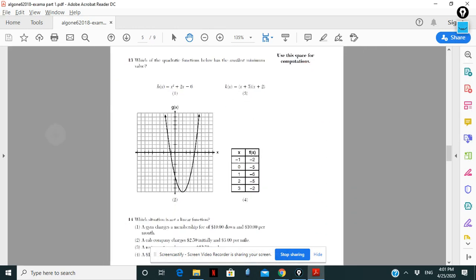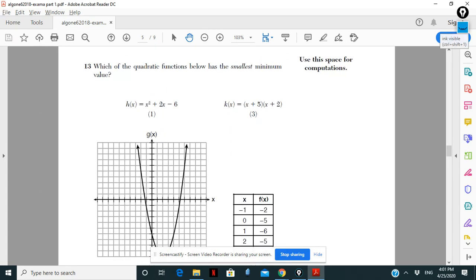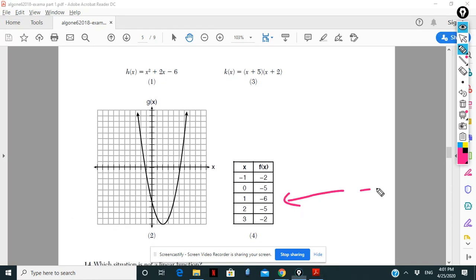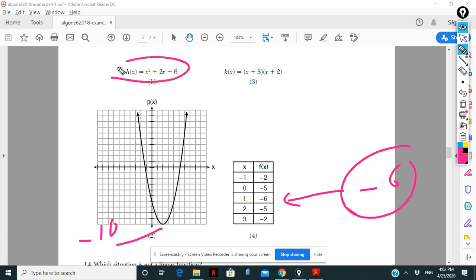Question number 13. Which quadratic equation has the smallest minimum? Okay. So here the minimum is negative 6 value. Okay. Here the minimum is 2, 1, 2. So 2, 1, 2, 3, 4, 5, 6, 7, 8, 9, 10. So that's negative 10. Now I have to find the vertex here and the vertex there. So here x squared plus 2x plus 1 minus 7. So here the minimum is negative 7.